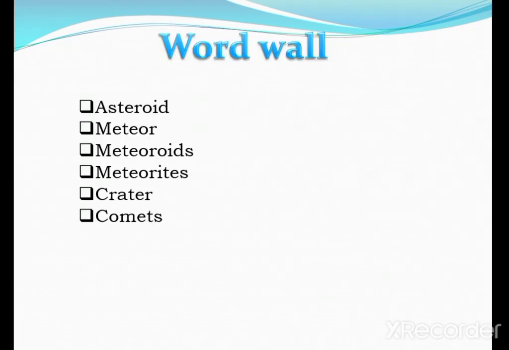Words to learn. The first one is asteroid. The second one is meteor. Third one is meteoroids. Fourth one is meteorites. Fifth is crater. The last one is comets.